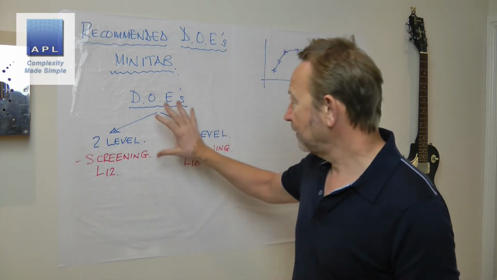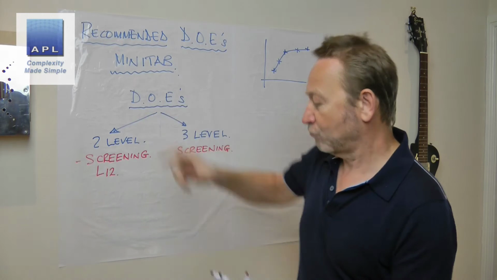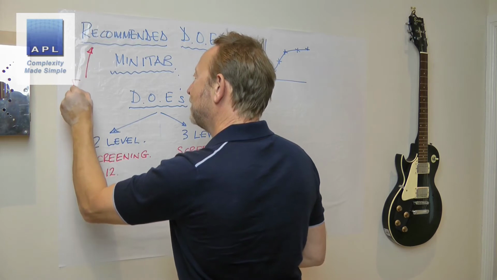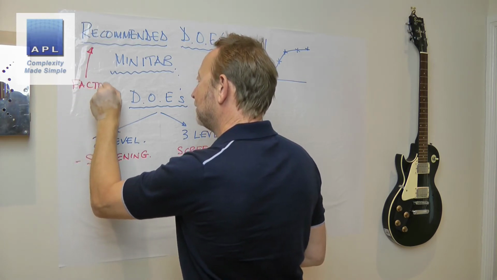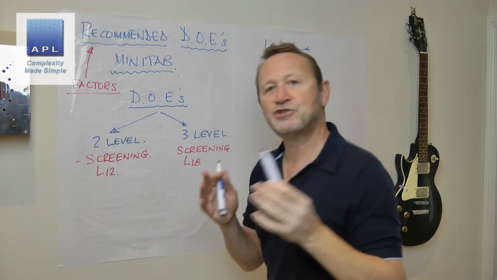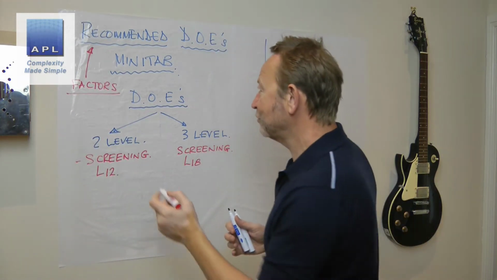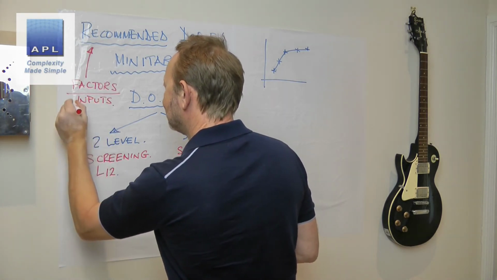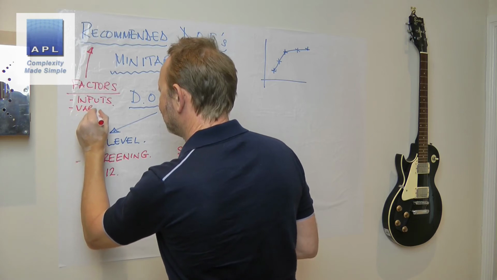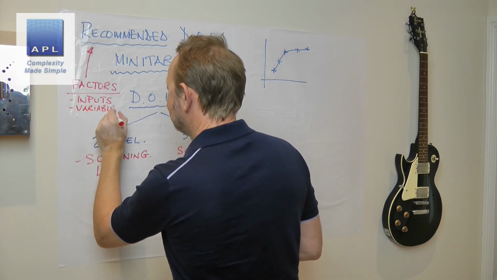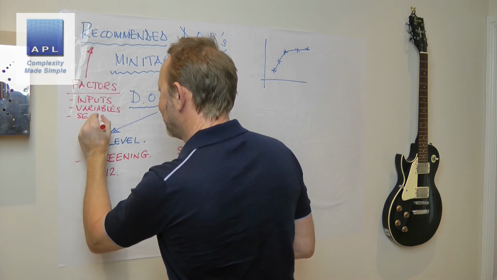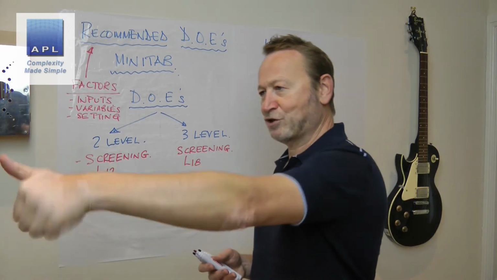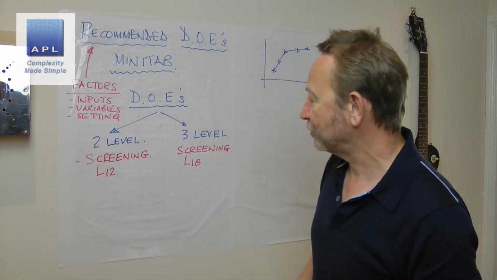Now with all of these, how do you make a choice? How do you make a choice among the recommended ones? The basic choice is, how many factors do you have? How many dials are you going to play with? Another word for factors is inputs. You could also call them variables. A simple thing to say is, how many settings, how many changes are you going to make? Time, temperature, pressure, etc. So how many of those have you got?